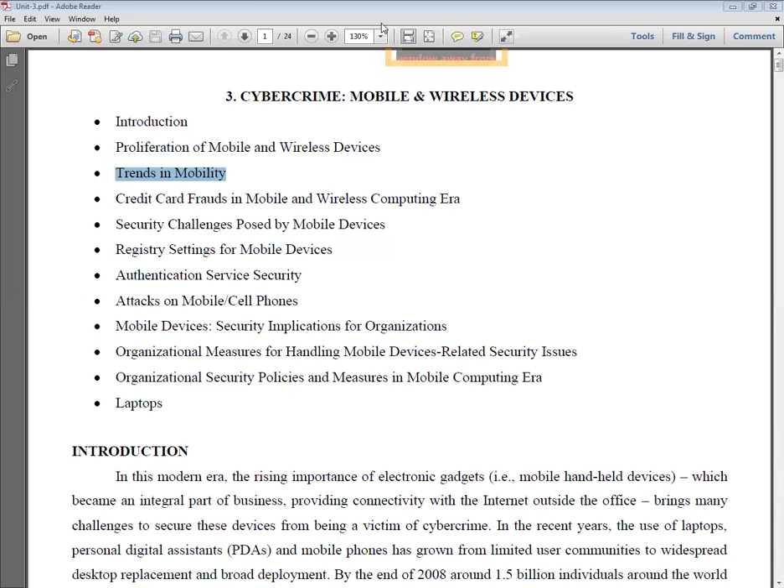And the next one is, in recent years, the use of laptops, and PDAs, which means personal digital assistants, and mobile phones have grown from limited user communities to widespread use. Like I said, suppose we consider 5 to 6 years back, the number of users who use laptops was less when compared to now.